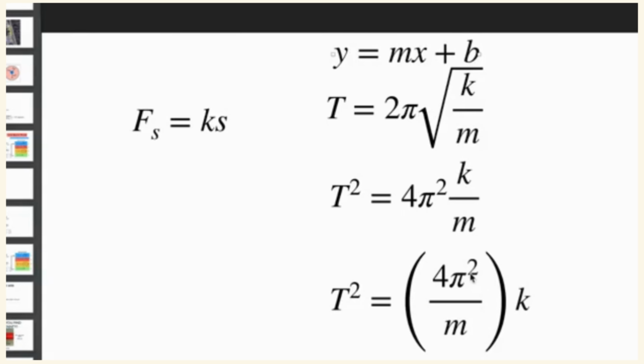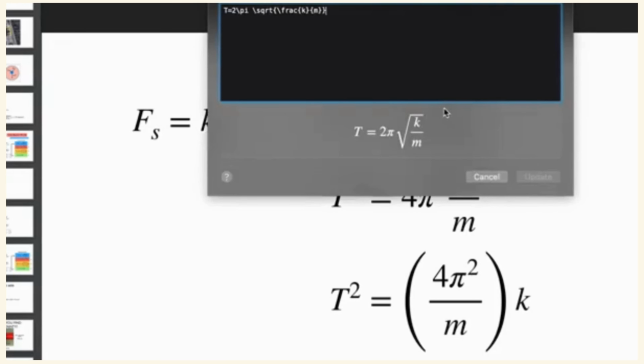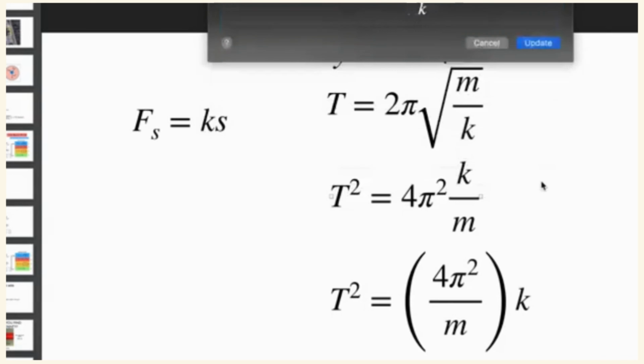Actually, I got this backwards. This is wrong. Okay, wait one second. I wrote it wrong on the board too. I'm having a wrong day today, that's for sure. Let's just double check. It's m over k. I wasn't thinking when I wrote that. It's early. Okay, so that changes this one, m over k, and that changes this one.